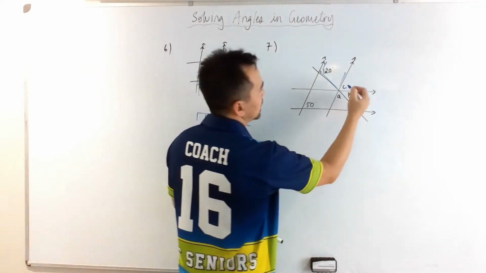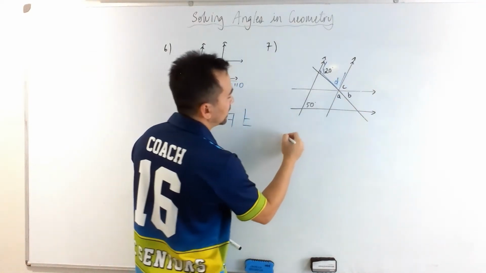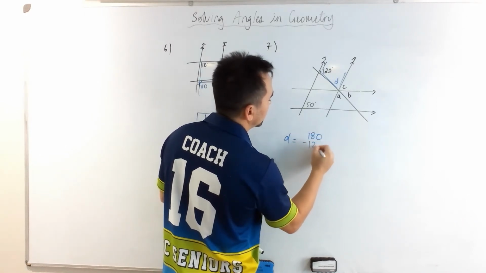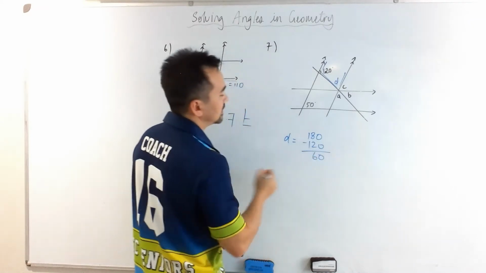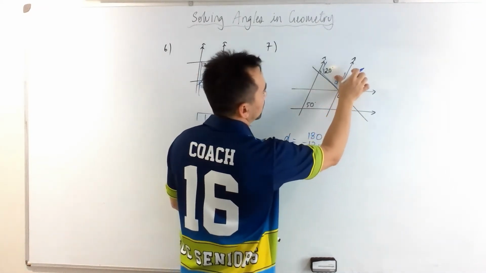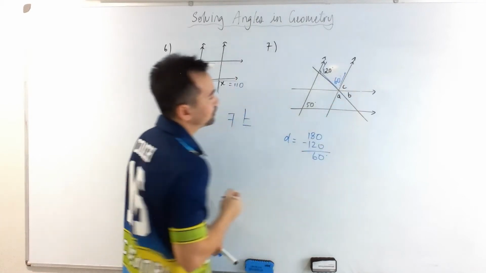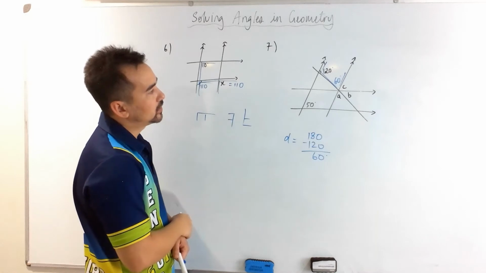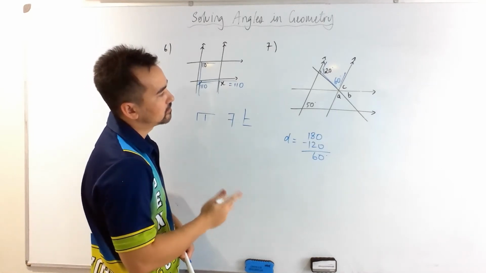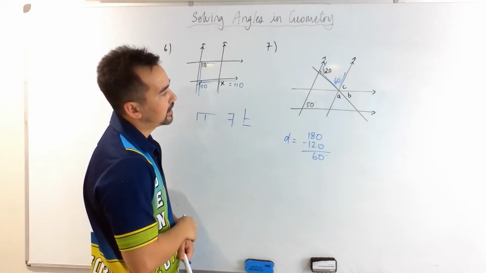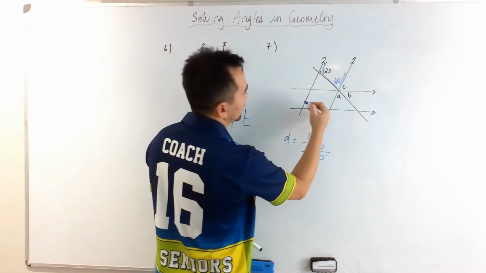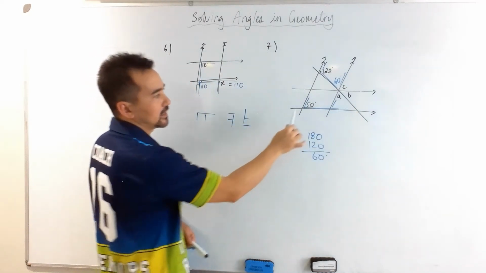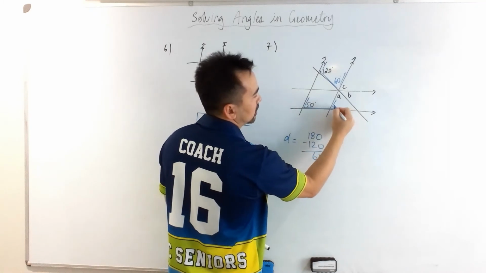So if I put the letter D in here, I could say the letter D is equal to 180 take away 120, which is 60 degrees. And I'll just go ahead and put that right in. That's 60. And I could use the F rule in this way and say that this 50 is also over here.